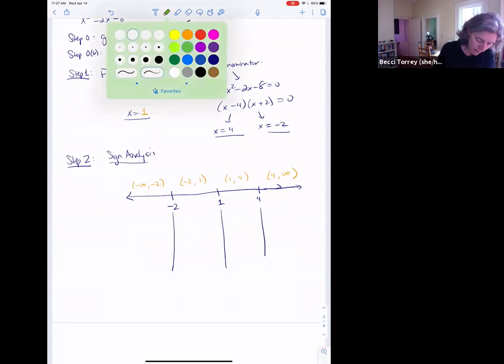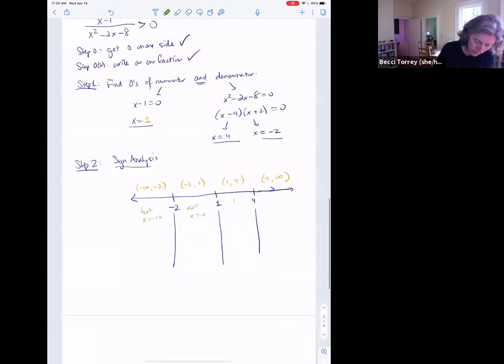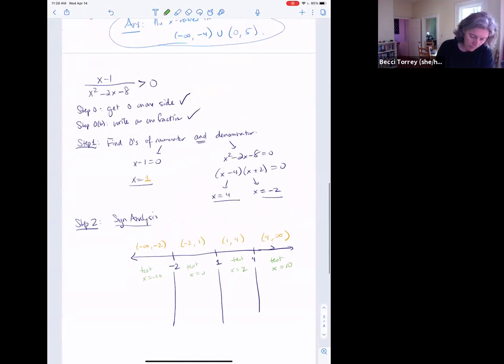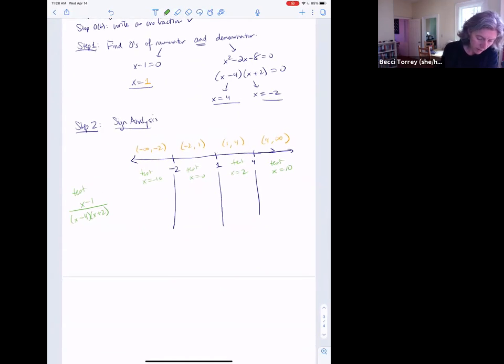We can test different values in here, like x equals minus 10. Maybe test x equals 0 is a nice, easy one to do. Test maybe x equals 2, and maybe x equals positive 10. Again, I'm going to use the factored version of this. So the x minus 1 on the top is fine, but I'm going to use x minus 4 times x plus 2. Test x minus 1 divided by x minus 4 times x plus 2. And I'm not even going to track what the numbers are. I'm just going to track whether the numerator and the denominator are positive or negative.